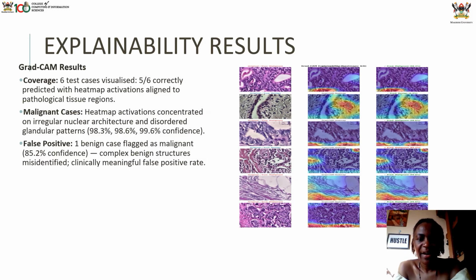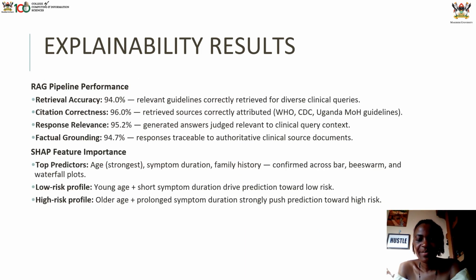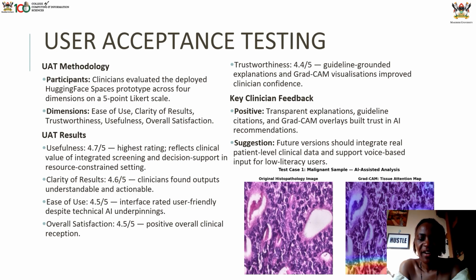So our results have coverage, malignant cases, and false positives. For explainability results, we have a RAG pipeline performance that explains the results to you. Our pipeline was based on 4 key things: retrieval accuracy, citation correctness, response relevance, as well as factual grounding. Then we have SHAP feature importance, where the top predictors are age, symptom duration, and family history, the low risk profile, and the high risk profile. This is for our risk model that contains risk factors for breast cancer. Then we also carried out user testing, where we got participants and they used our deployed model, which is through an app on our website, and then we evaluated it and had our results.